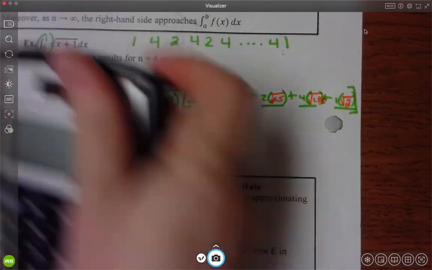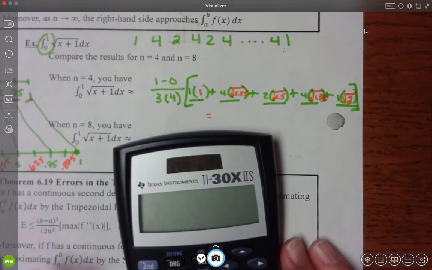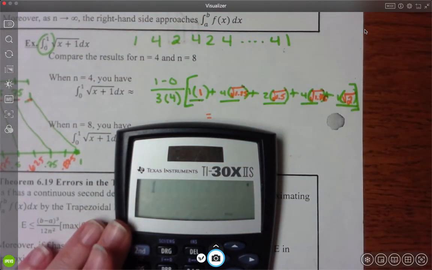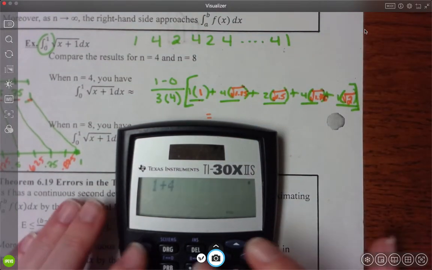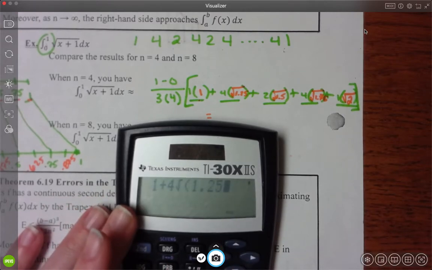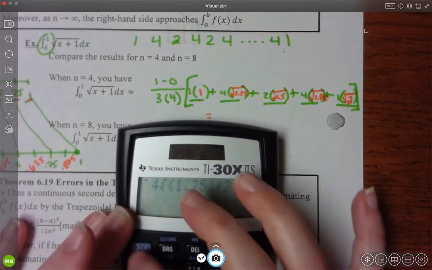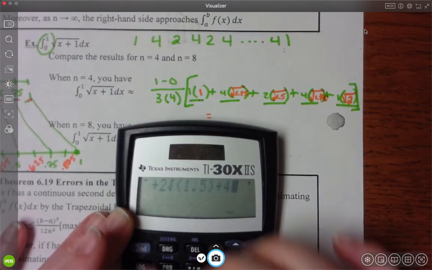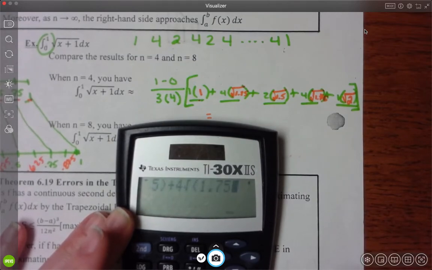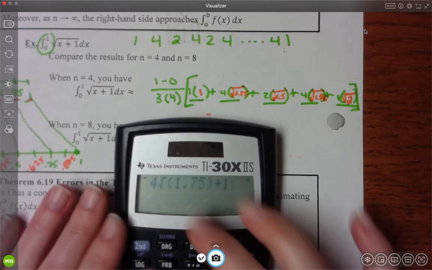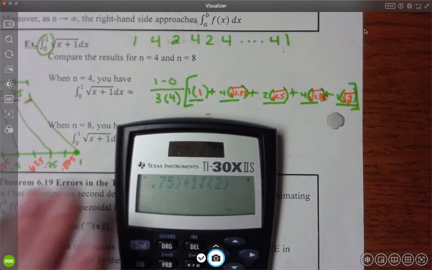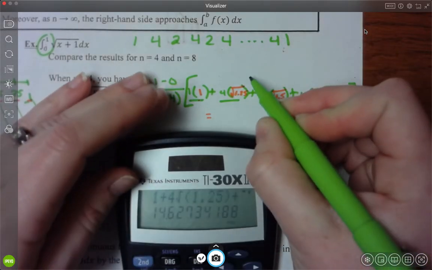Okay, so I'm going to start with the stuff that's inside the parentheses first. 1 times 1 is just going to be 1. So then I'm going to do plus 4 times the square root of 1.25 plus 2 times the square root of 1.5 plus 4 times the square root of 1.75, and the last one plus 1 times the square root of 2. I really didn't need that 1 in front there, but that's okay.